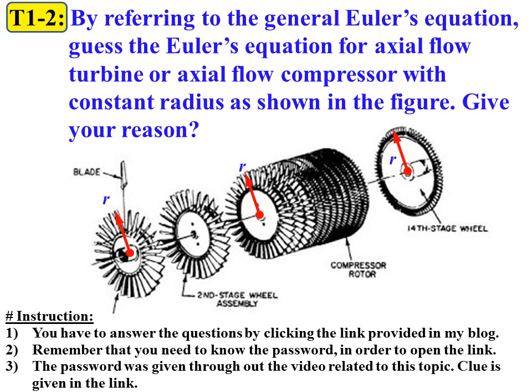Okay, now in order to test your understanding of this topic, please answer this question. By referring to the general Euler's equation, guess the Euler's equation for an axial flow turbine or axial flow compressor with constant radius as shown in the figure. Give your reason. You have to answer the question through my blog, by clicking the link provided in my blog. Remember that you need to know the password in order to open the link. The password was given throughout the video related to this topic. A clue is given in the link.